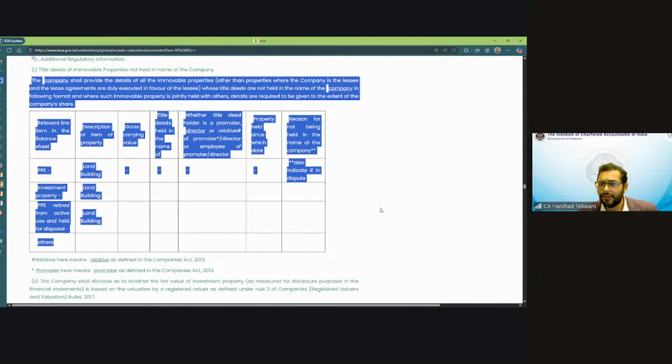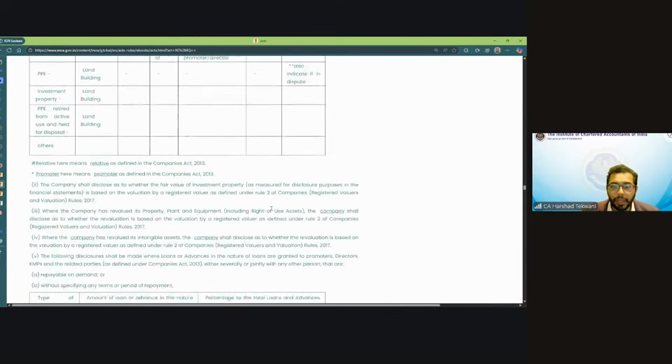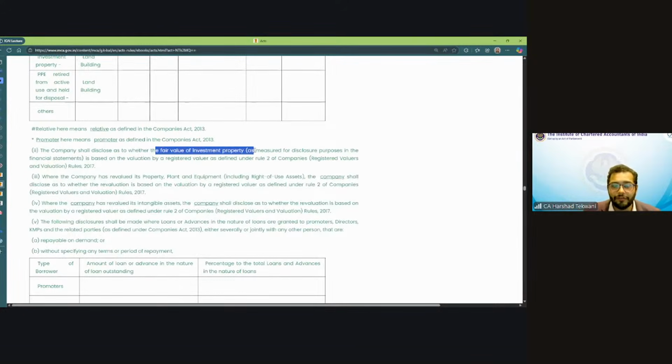I'll not go into the detail of this particular information, but it is on similar lines to what we have in the CARO. Same way, fair value of investment property, revaluation of property, plant and equipment, revaluation of intangibles, all these things are already there in your Schedule 3 as a disclosure by the management. So one responsibility is on the management to disclose. The second responsibility comes on the auditor if the CARO is applicable. Now this is Division 2 where Ind AS is applicable, so for sure there are high chances that the CARO will also be applicable.